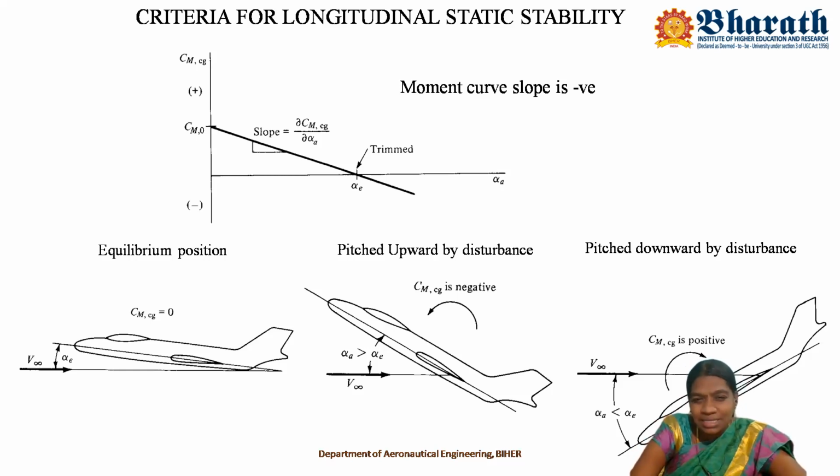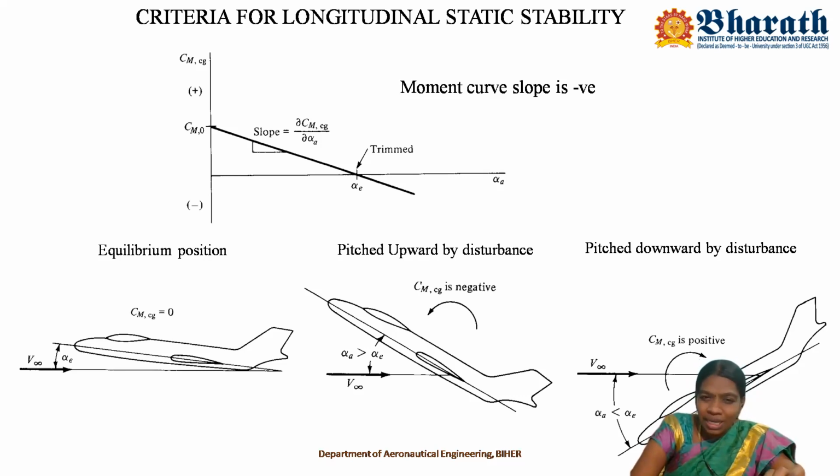Along the x-axis, the coefficient of moment is 0. So here at the point of alpha E, which is the trimmed angle of attack, E for equilibrium, the coefficient of moment about the center of gravity is 0. Similarly, along the y-axis, alpha A is equal to 0. So here at the point of CM naught, alpha A is equal to 0.